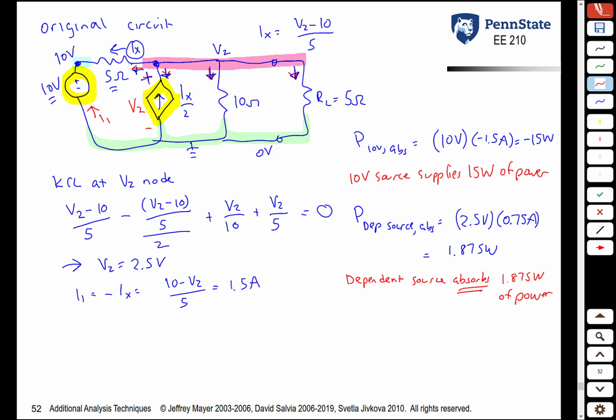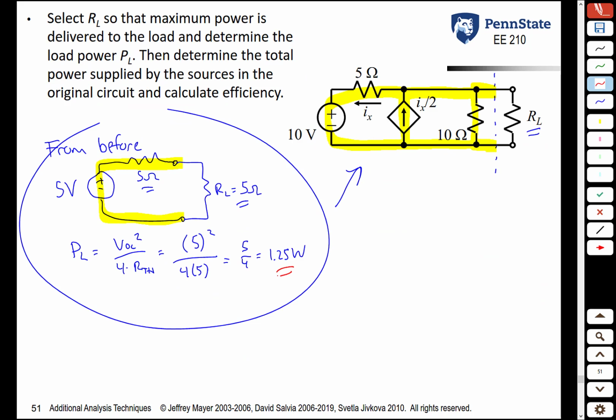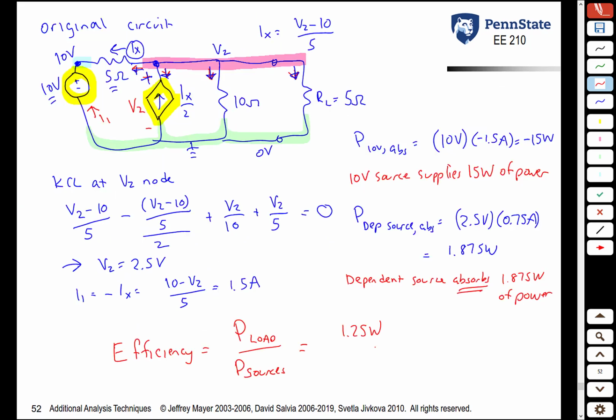Efficiency is what? It's the power absorbed by the load divided by the power delivered by the sources. So in this case, the power absorbed by the load was 1.25 watts. We saw that on the previous page. And the power delivered by the sources, it's only this source that we take into account, 15 watts. And we get 8.3% efficiency.